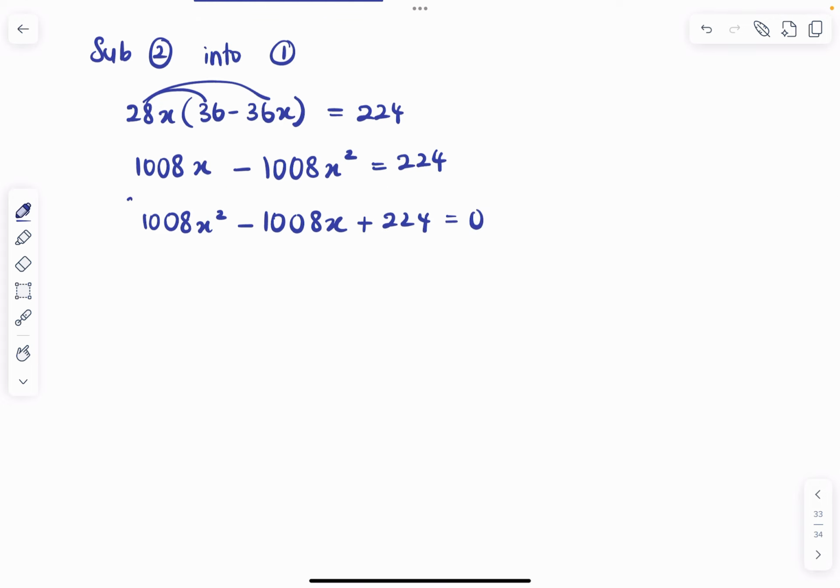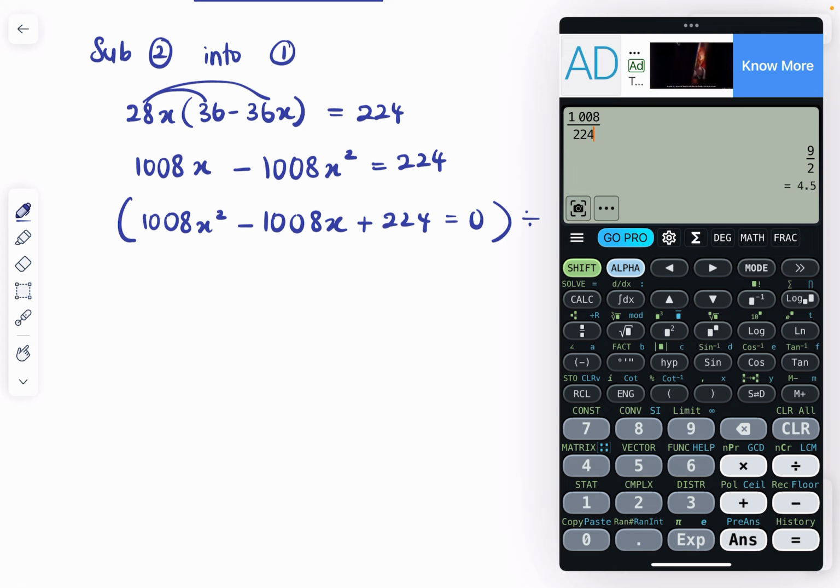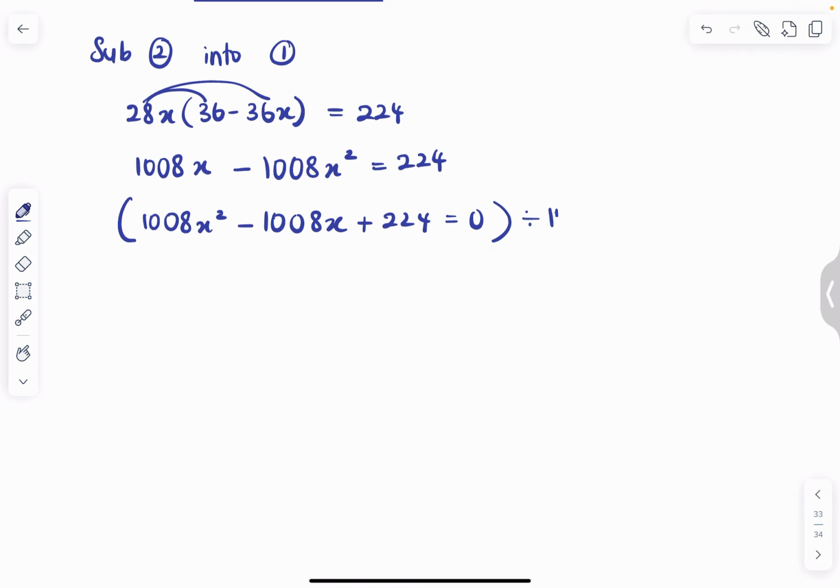This whole thing we can actually simplify. Let's look at what we can simplify it into. 1008 divided by 224 reduces to 9 over 2. That means 1008 divided by 9 is 112. So we can divide the whole equation by 112. When we divide, we'll get 9x square minus 9x plus 2 equals 0.